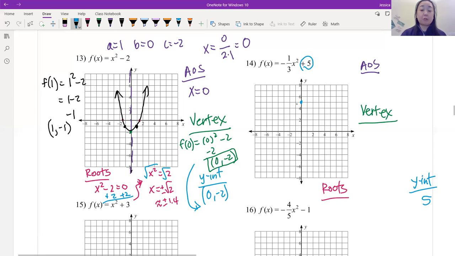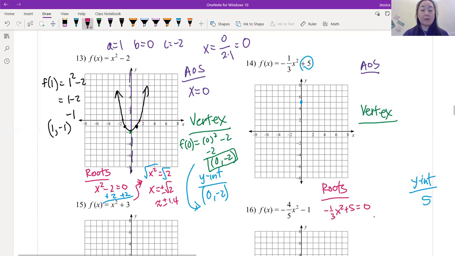I can't graph the symmetrical point because I don't know where the AOS is yet. So therefore, we'll do that later. But there's my y-intercept right there, and I'm going to go with my roots. Start with my roots. And we're going to just set this equal to 0.